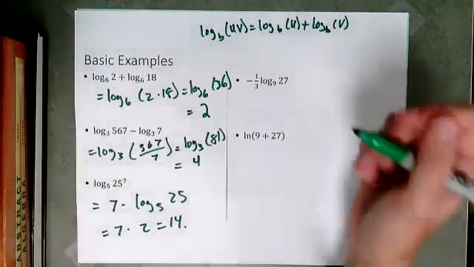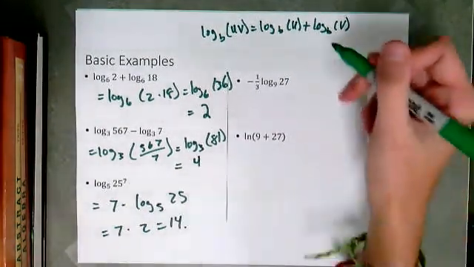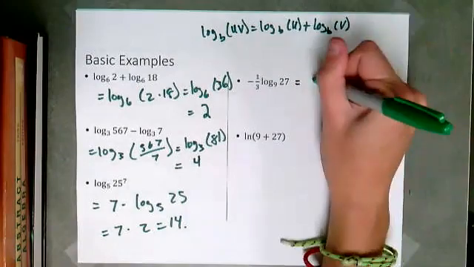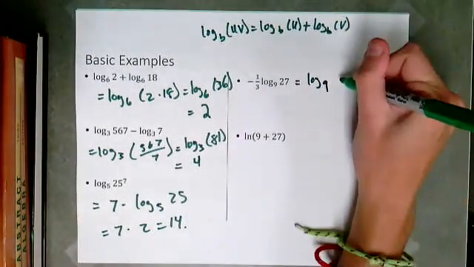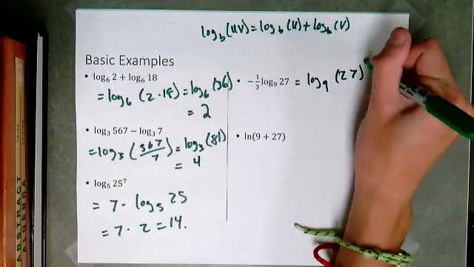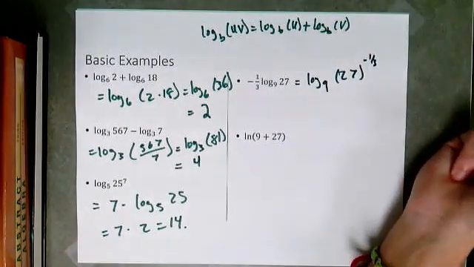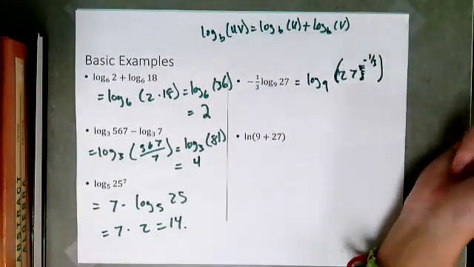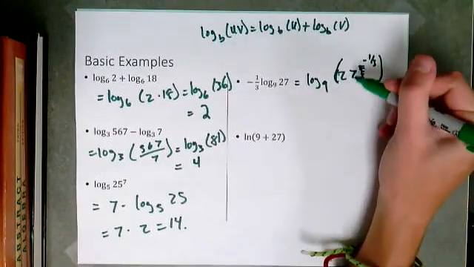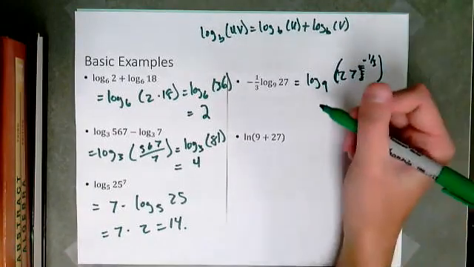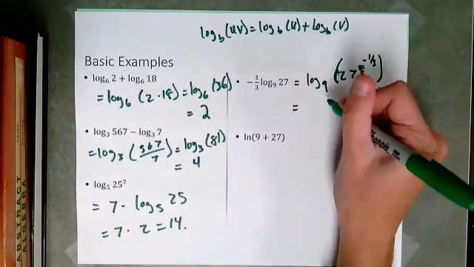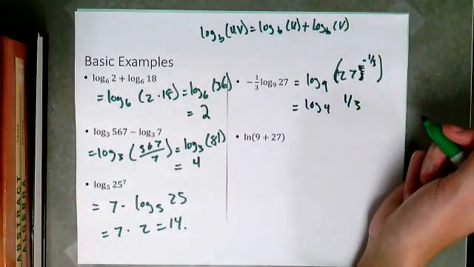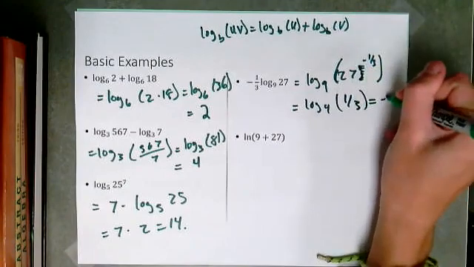Okay. So now, let's do the reverse of this one, sort of. We have negative 3 log base 9 of 27. Well, this is going to be log base 9 of 27 to the negative 1/3. Actually, I should have these parentheses on the outside. There we go. So it's log base 9 of 27 to the negative 1/3. So this is equal to log base 9 of 1/3, which is negative 1/2.